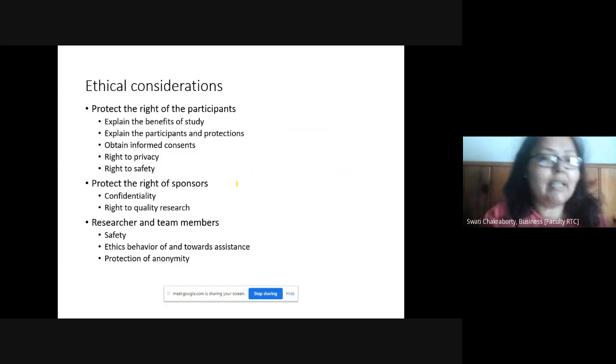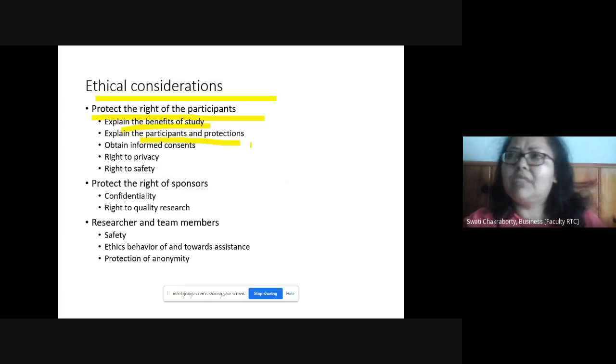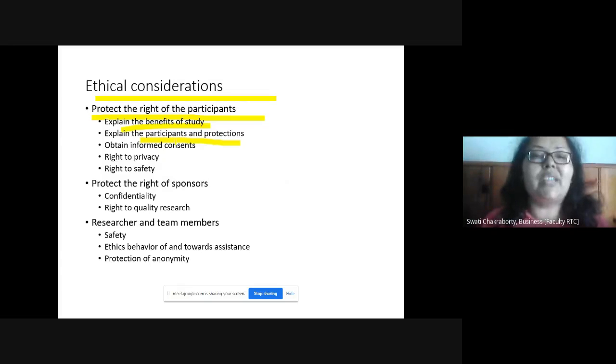Now, what are the ethical considerations that you have to take into consideration? One is to protect the rights of the participants from whom you're getting the interview. You should explain the benefits of the study, why you are interviewing them. Explain the participants' protections. You have to explain everything to the participants clearly, and you have to protect their safety. You cannot reveal who said so.